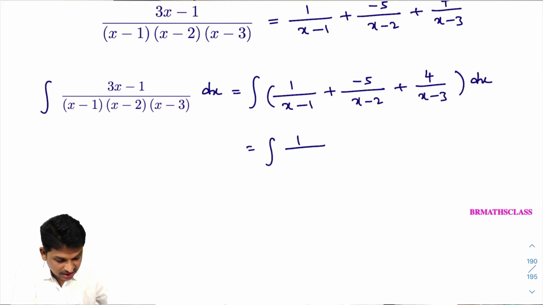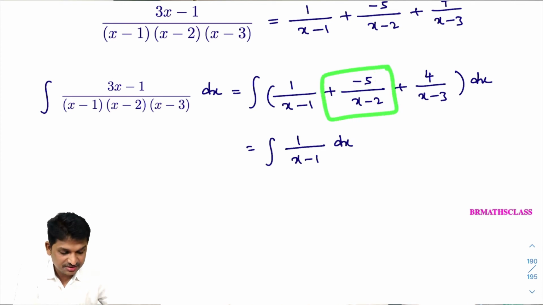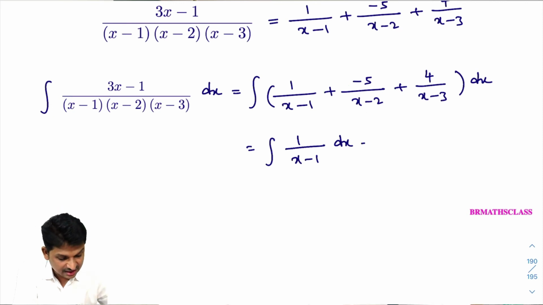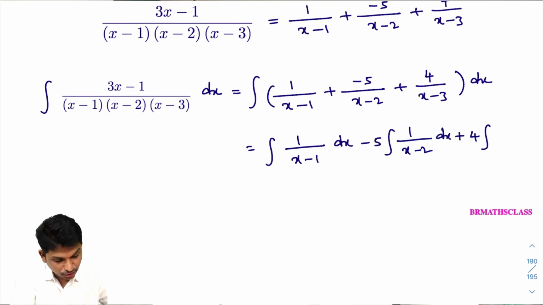Integral of 1 divided by x minus 1 dx. Here look, plus of minus is minus. While integrating this part, in the numerator minus 5 is there. Now minus 5 is a constant, so you take it outside the integral. Minus 5 integral of 1 divided by x minus 2 dx plus, here 4 is there now. 4 you take outside of the integral. What is remaining? 1 divided by x minus 3 dx.